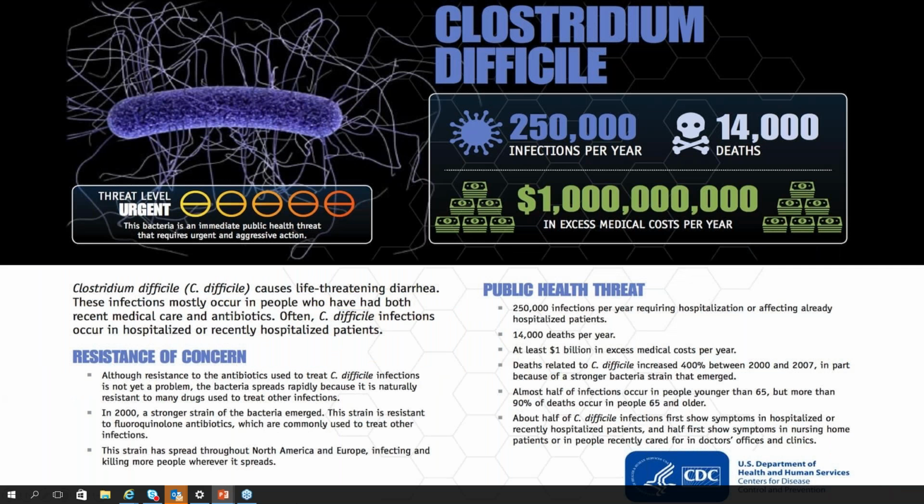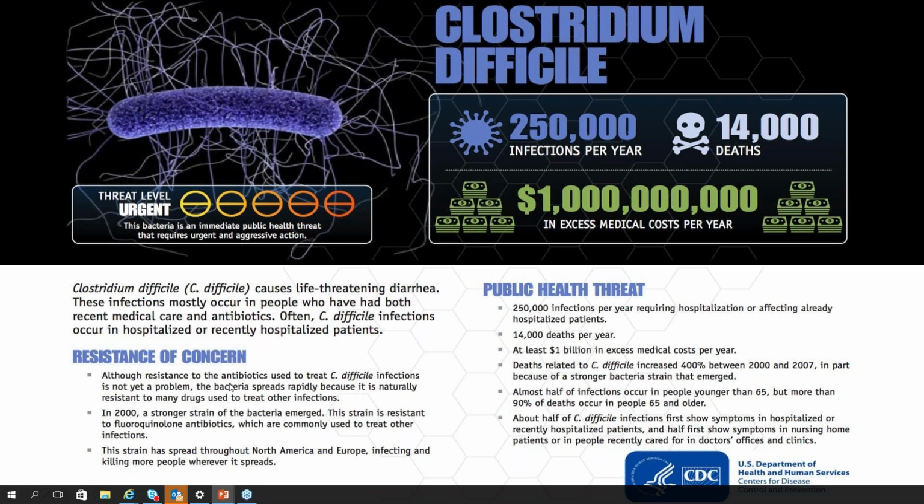So, Clostridium difficile is an urgent threat and it's a public health threat. This comes from the document published on antimicrobial resistance in organisms of public health importance by the CDC in 2013. We'll go through some of the main bullet points. C. diff causes life-threatening diarrhea, and these infections mostly occur in people who have had recent medical care and antibiotics. So once again, they're in those high risk environments.